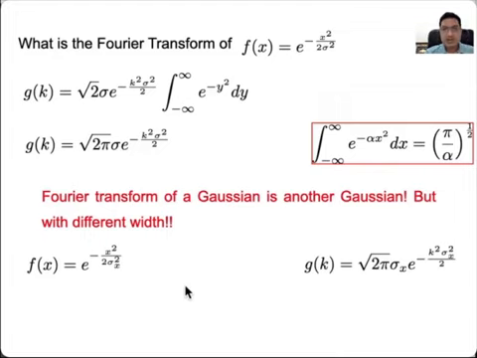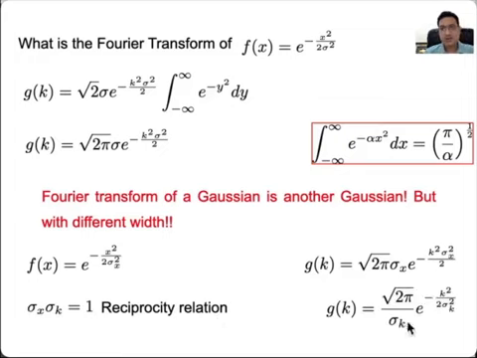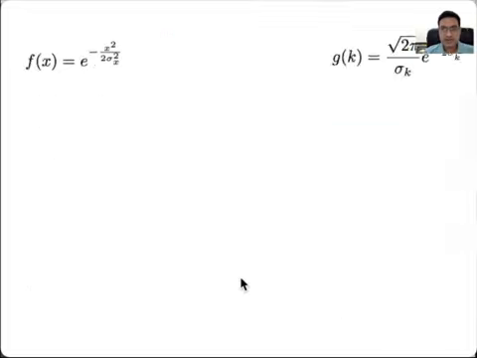Now I also know from the reciprocity relation that sigma x times sigma k is equal to 1. That is given by the Fourier transform, or the reciprocity relation is coming from the Fourier transform, or vice versa, whichever way you would like to think. So it means I can write sigma x is equal to 1 over sigma k, and once I put 1 over sigma k here, I can get this value. So it shows that the Fourier transform of a Gaussian function is a Gaussian function, but with a different sigma value. And let's understand how they affect each other.